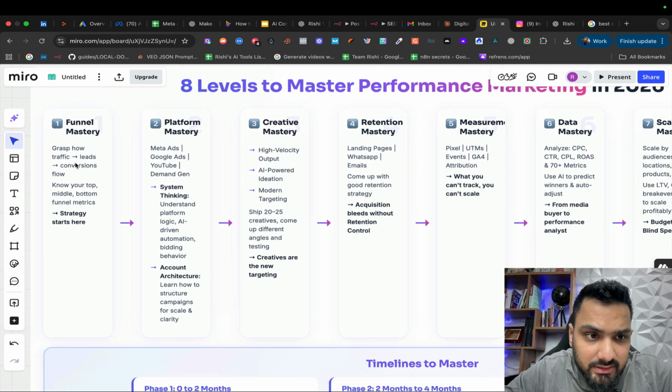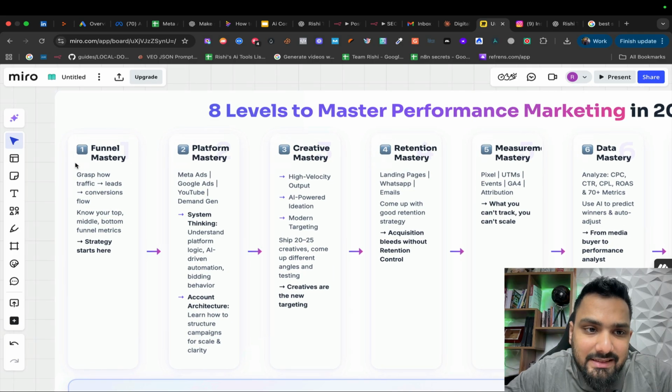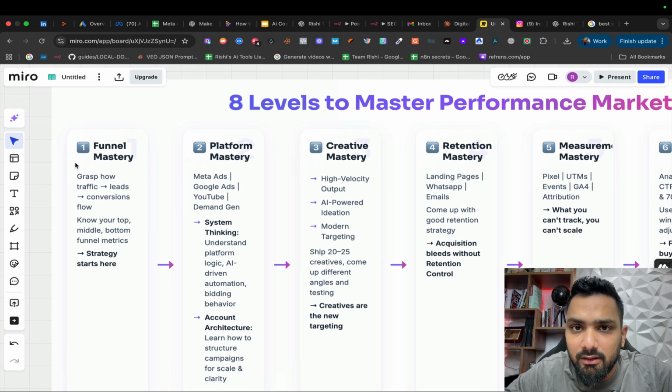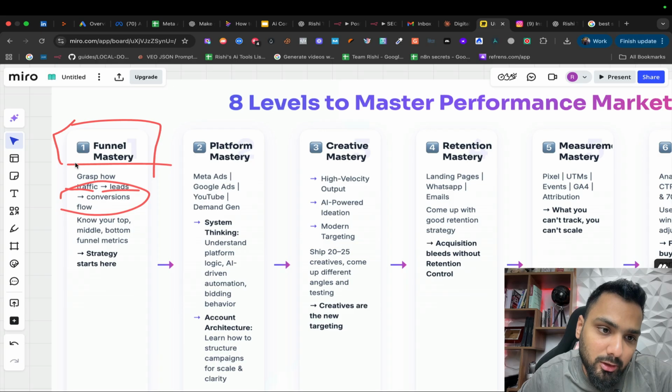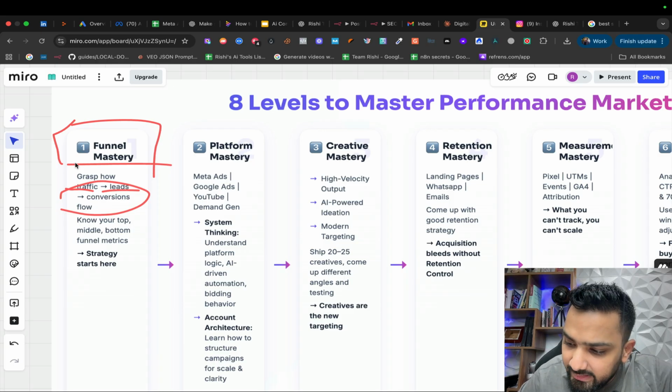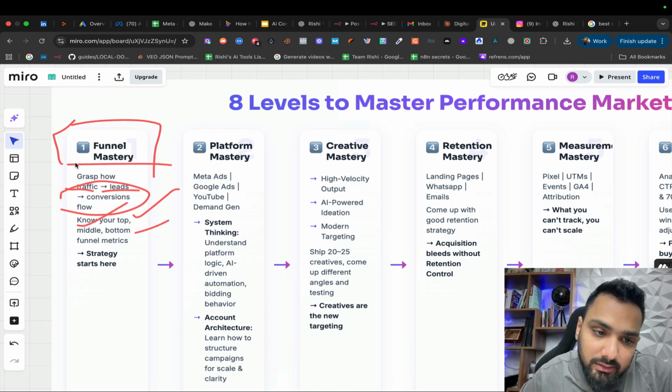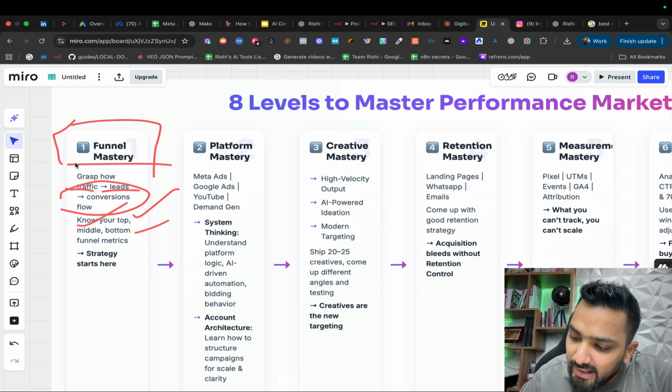Now, the first thing is to understand the designing of funnels, right? So, how to generate traffic, to generate leads, and then conversions from there on. So basically understanding the strategies for top of the funnel, middle of the funnel, bottom of the funnel is important as well, and strategy starts here.